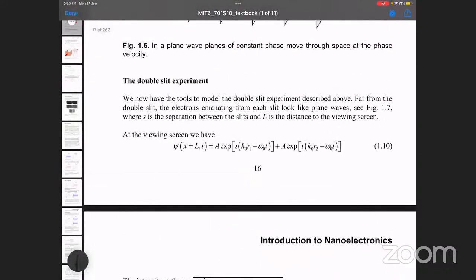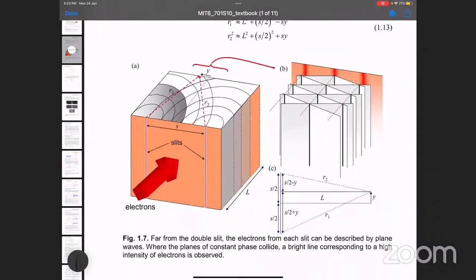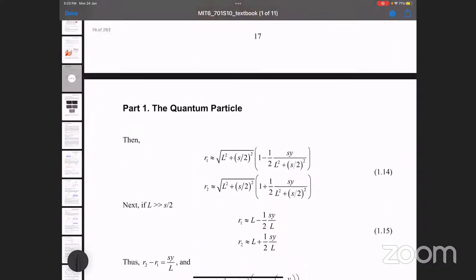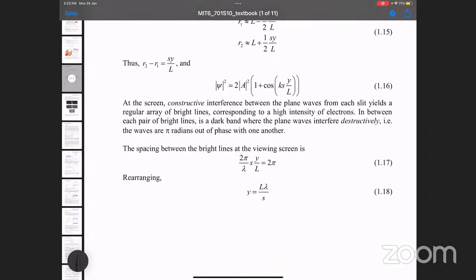He's doing that calculation here. Okay, this is the so-called double slit experiment. You see exactly what I've done, right? R1, R2, and so on. And finally, we end up by saying that the spacing between the bright lines is given by L into lambda by S, where L is the distance to the screen, S is what we call d, the distance between the holes, and lambda is the wavelength of the electron, which is given by p. P is equal to h by lambda, right? So lambda is h by p basically.